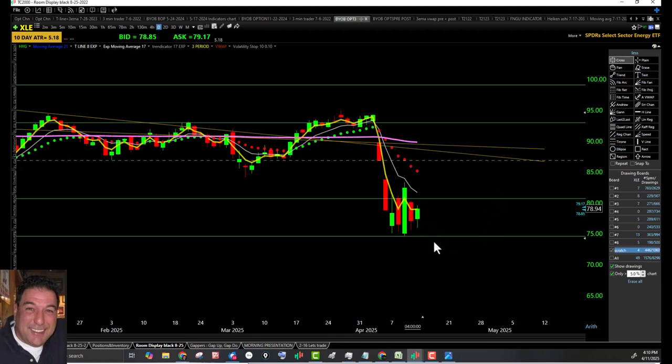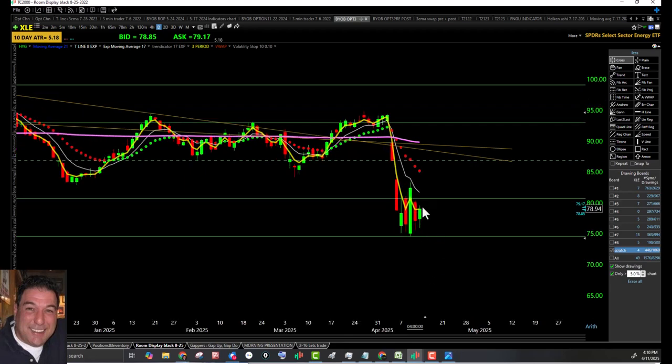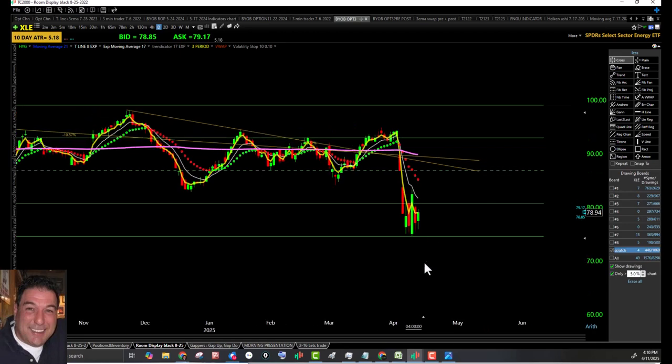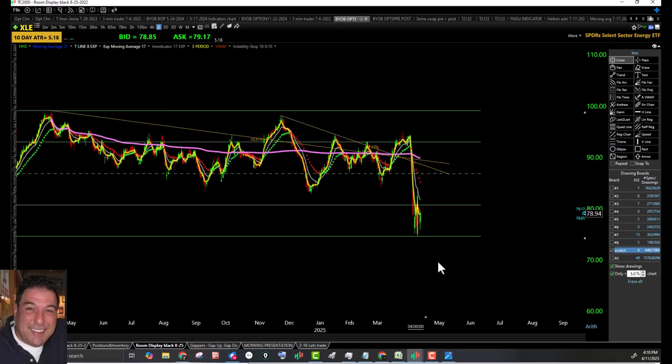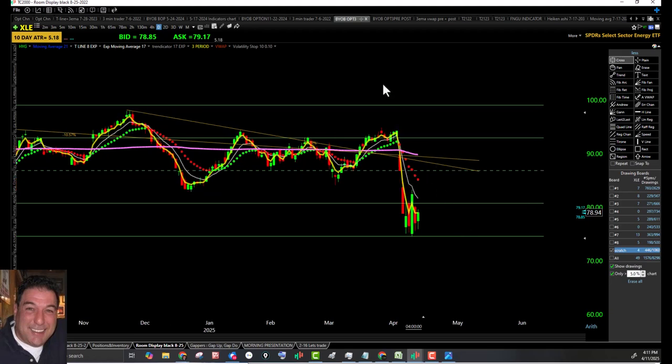And XLE puts in an inside day down in quadrant 4. That's bearish. Closing inside a bearish trap, under the falling 17, under the all-time high anchored VWAP. So that's bearish down there, and in a downtrend. There's a low, made a lower low, so that's a downtrend. All right, so that's XLE.